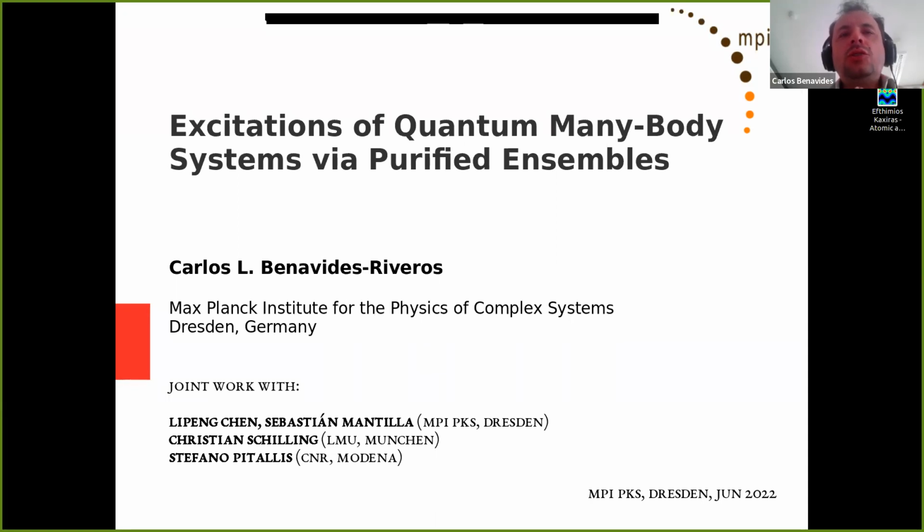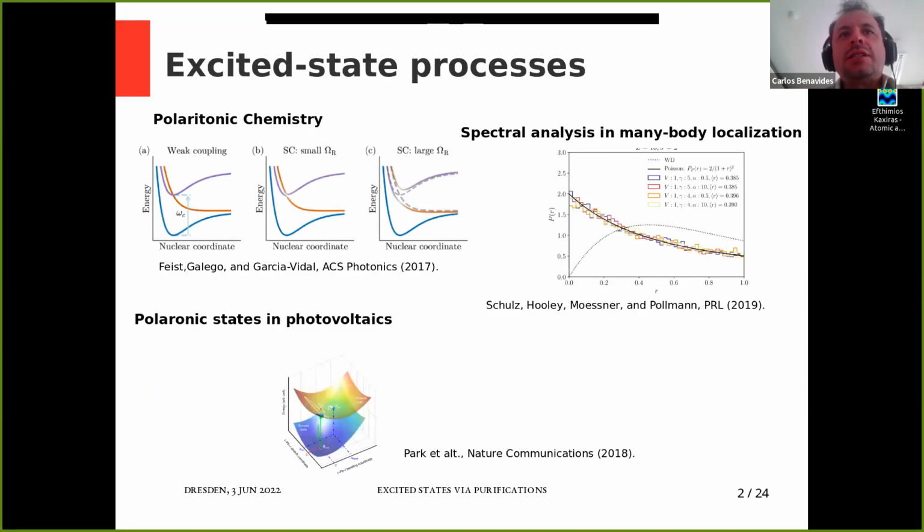So our idea is to develop a method not only to compute the first excited states, but actually to compute all excited states for bounded Hamiltonians. Our idea is to use quantum computing basically to diagonalize a Hamiltonian. With this idea in mind, let me introduce why excited state processes are important.